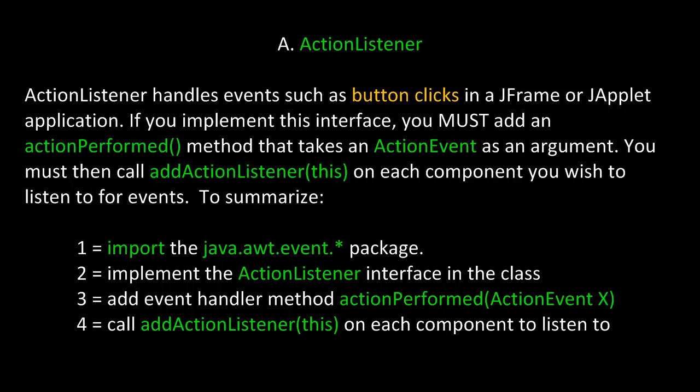ActionListener handles events such as button clicks in a JFrame or JApplet application. If you implement this interface, you must add an actionPerformed method that takes an action event as an argument. You must then call addActionListener(this) on each component you wish to listen to for events.